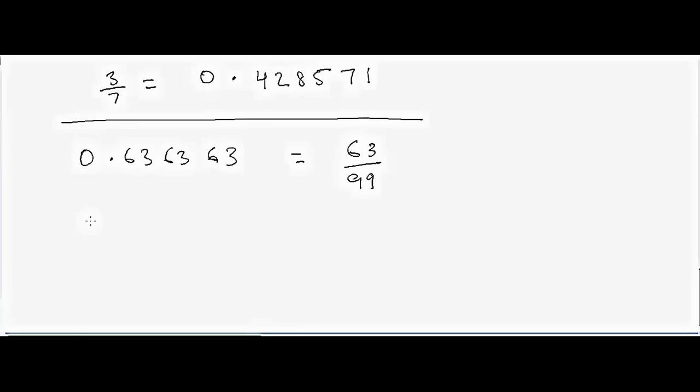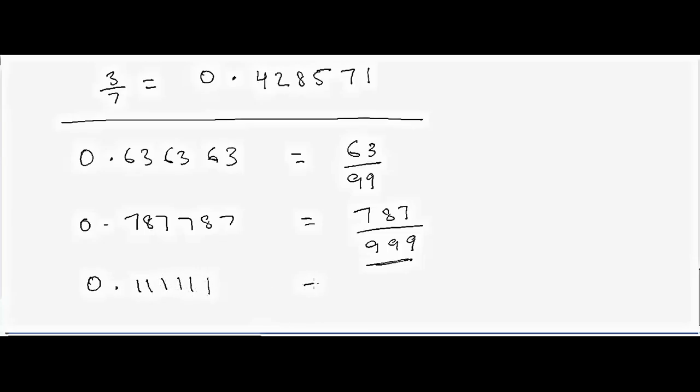Suppose we have the same thing, 0.787787. All I need to do is write 787 divided by three nines in the denominator, and that will give me the fraction. That's another quick way to get the fractions. In the same way, suppose we have 0.111111, the answer is very easy, 1 divided by 9.